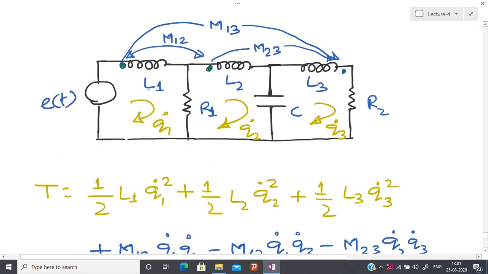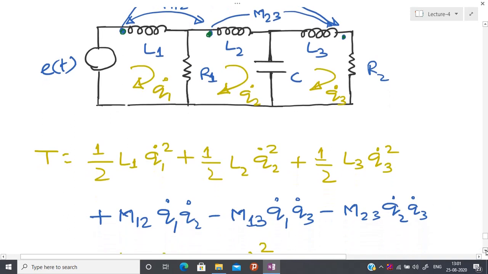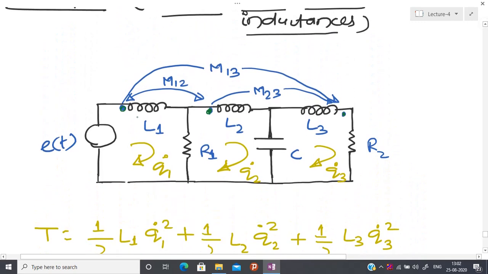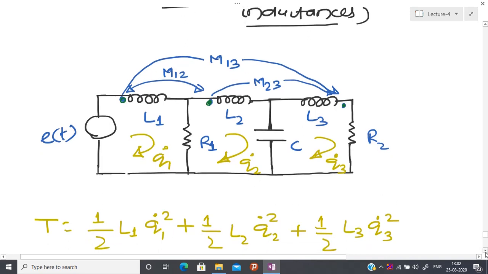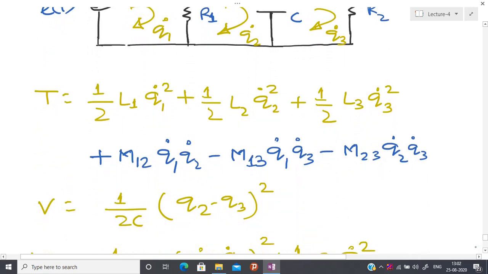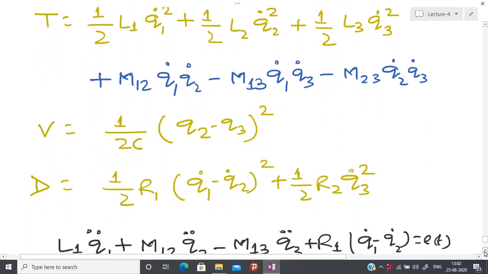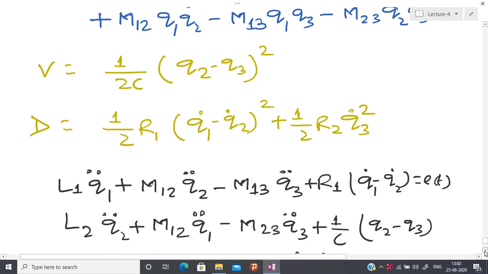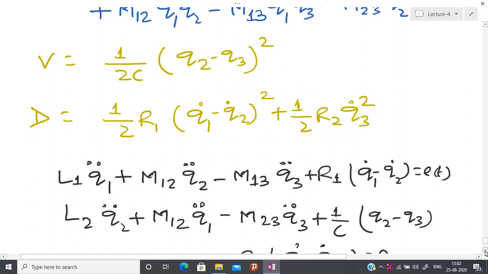So I have to know the mutual inductance between this coil and this coil, and the current flowing through the first coil and the second coil, and based on the sign convention I can put positive and negative signs. Here you can see that this and this are both positive, so a positive quantity comes into the picture, and in all other places I have a negative quantity. Please just check it. Similarly I have potential energy due to the capacitor, and the dissipative force is only due to the resistor.